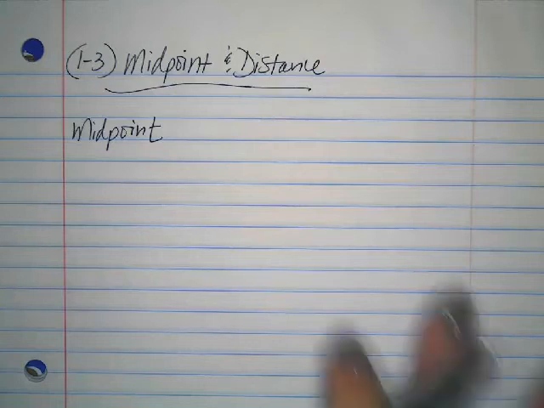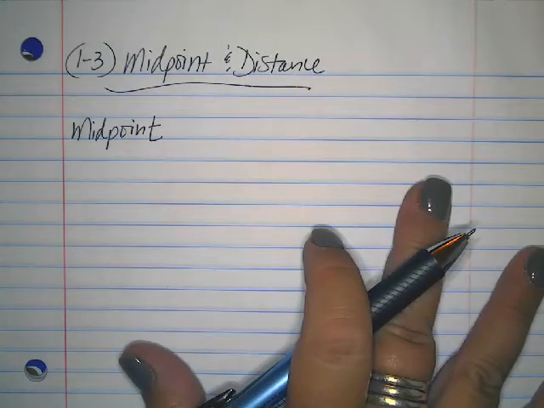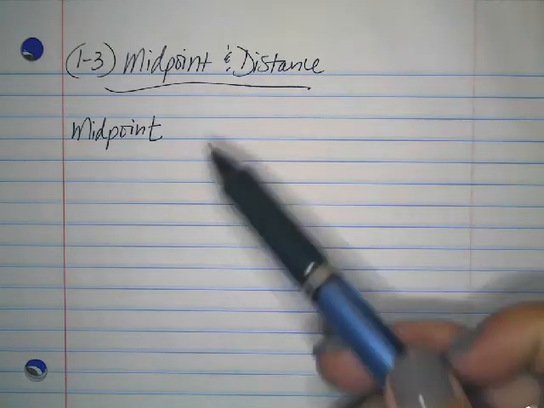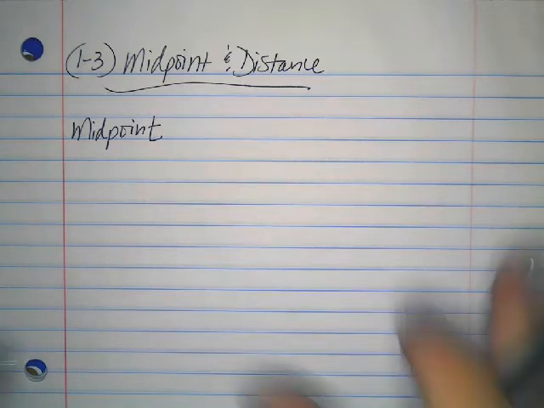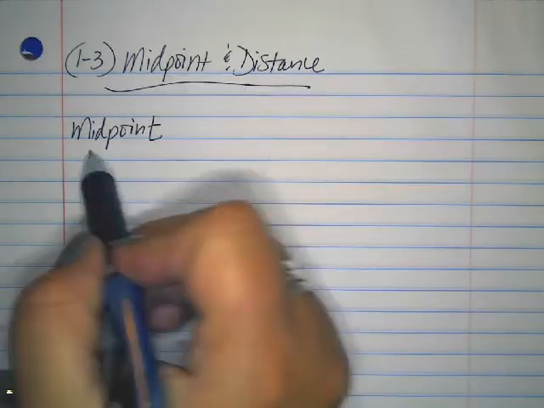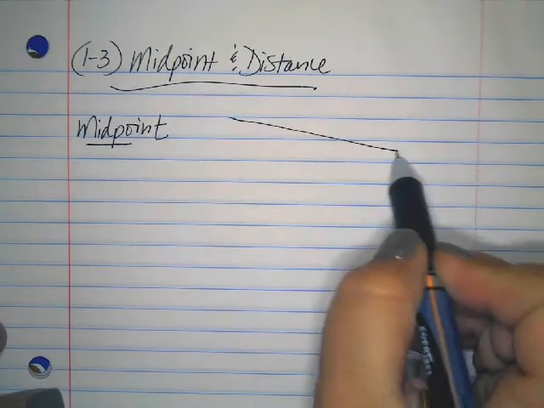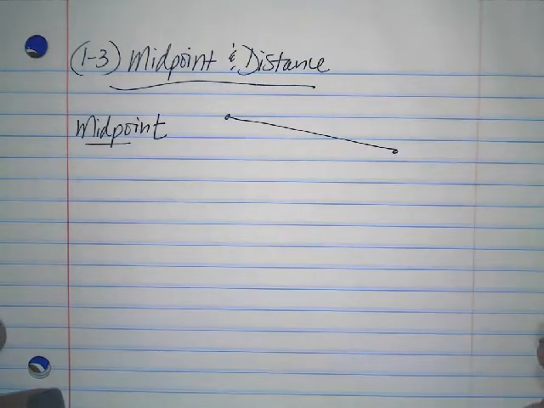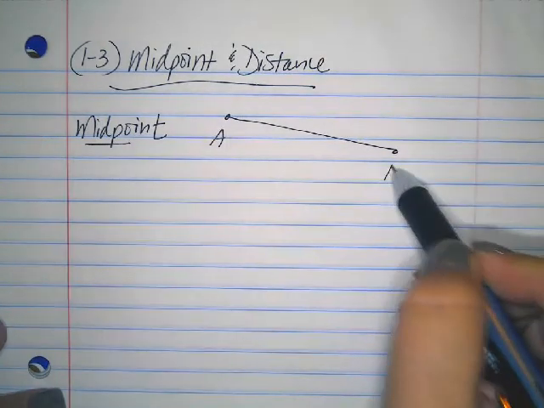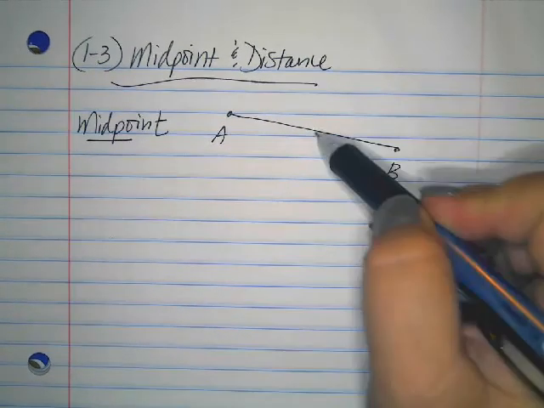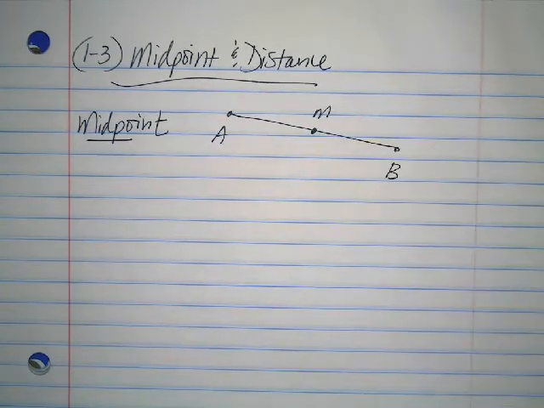Right, in our next section, 1-3, we're going to talk about midpoint and distance. And in order to really understand all of this stuff on midpoint and bisectors, we've got to get to the root and make sure, first of all, we understand what a midpoint is. So let's make a little picture of a line segment, and I'm going to call it AB. The midpoint is going to fall midway between A and B, or in the middle of A and B.